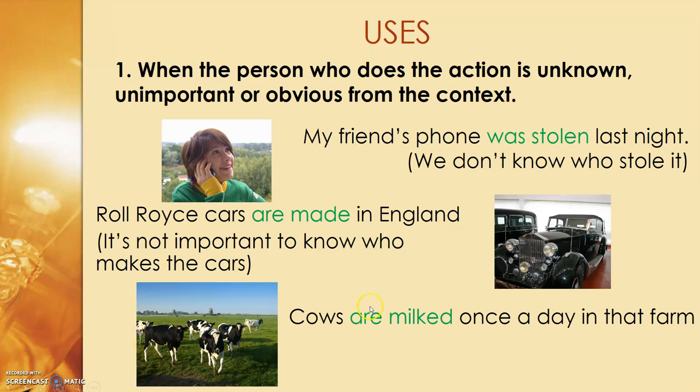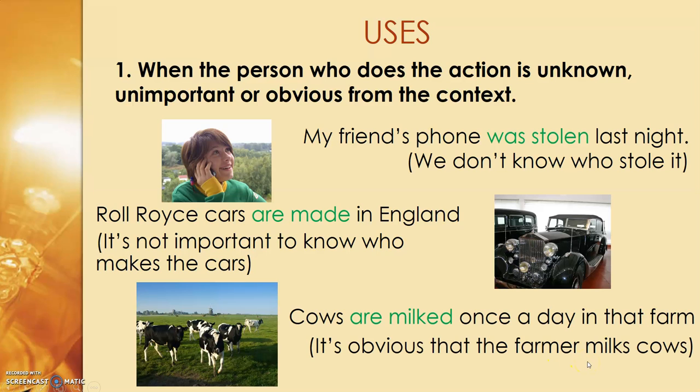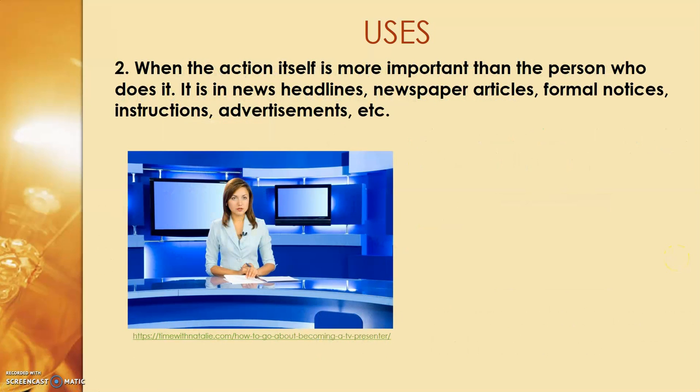And finally, about this, cows are milked once a day in that farm. It's obvious that the farmer milks the cows. All right? Okay, very good. So this is the first use of the passive voice. Let's take a look at the second. It says when the action itself is more important than the person who does it. For example, in news headlines, in newspaper articles, informal notices, instructions, advertisements, etc.